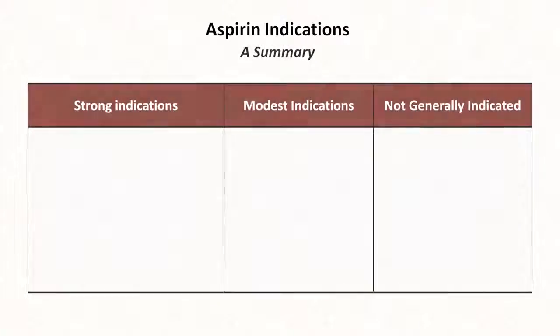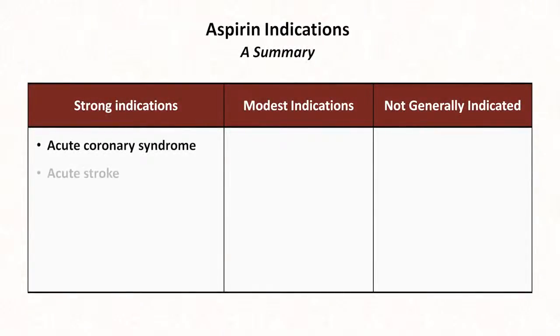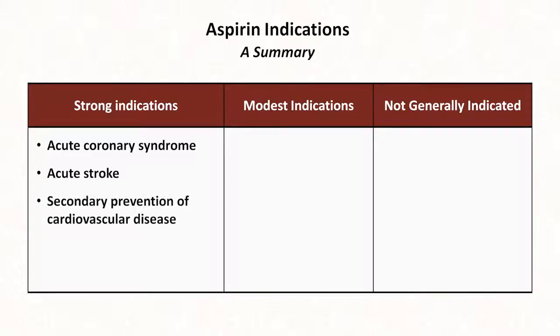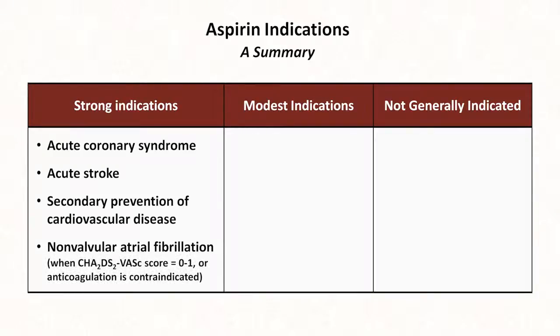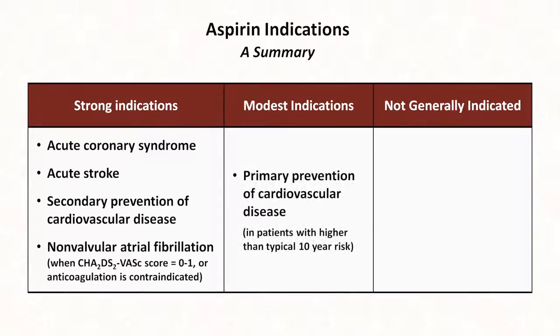So that was a lot of information regarding the indications for aspirin. Let me summarize it in a quick table. Strong indications include acute coronary syndrome, acute stroke, the secondary prevention of cardiovascular disease, and non-valvular atrial fibrillation, but only in those patients whose CHADS-VASc score is 0 or 1, or those in whom anticoagulation is contraindicated. Modest indications for aspirin use include primary prevention of cardiovascular disease, but only in those patients with higher than typical 10-year risk of developing such. And aspirin is not generally indicated for cancer prevention.